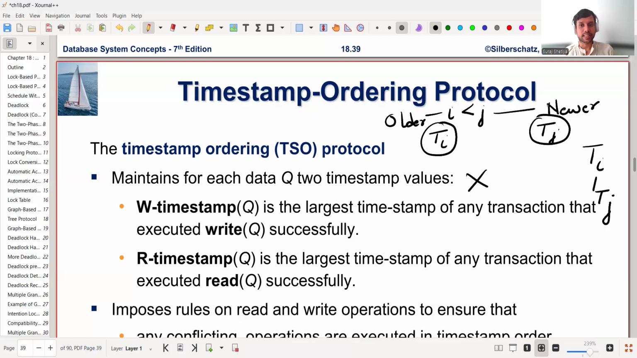Now, because of this property that if both of these are successfully committed, then we're claiming that in our serial order, Ti is going to happen before Tj. Because of that, what property do we need to maintain in terms of this graph?